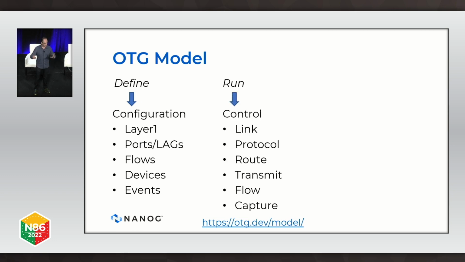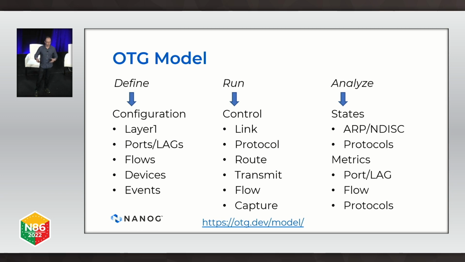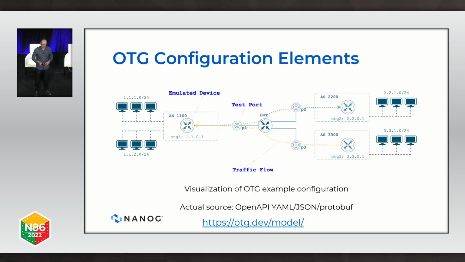The second part is the control, where you bring up interfaces, protocols, start traffic, and so on. And then the third part is when you inquire the state of protocols, for example, did my BGP session come up? Did I get as many routes as I expected installed? And then pull in the metrics about latency, counters, and so on.